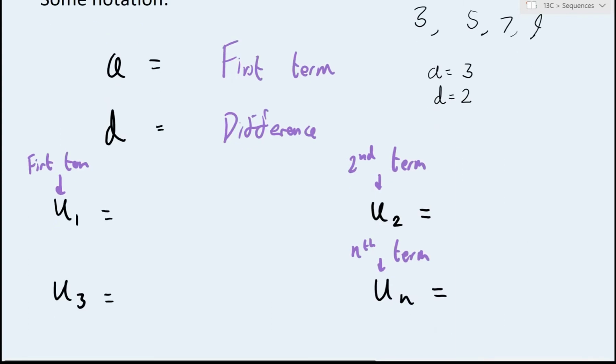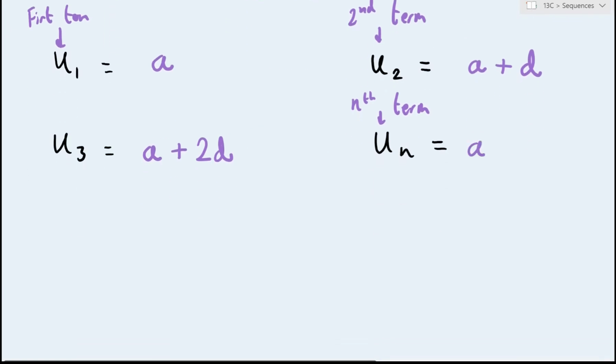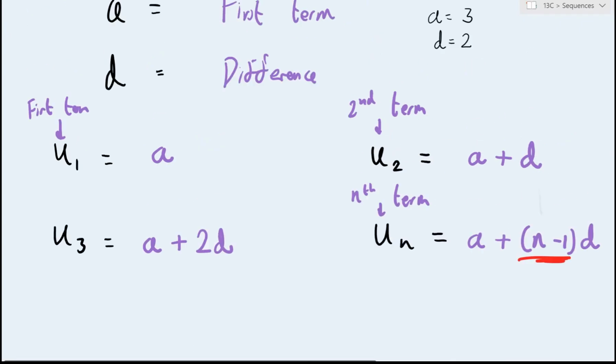So the first term, we could simply represent that with A. The second term would be A plus D. The third term would be A plus 2D because each time we have one more D. The fourth term will be A plus 3D. For the nth term, it's going to be A plus (n minus 1)D. So always remember, this number here sort of lags one behind the term you want. So for the 100th term, you'd have A plus 99D.